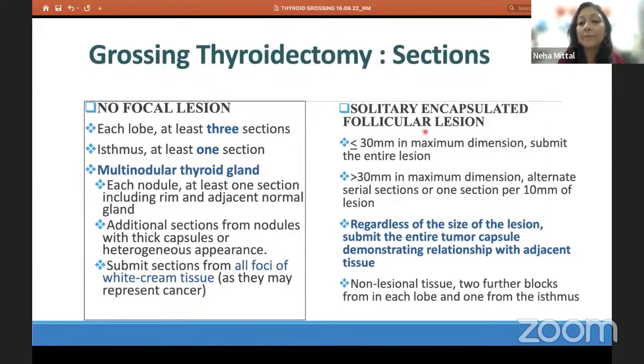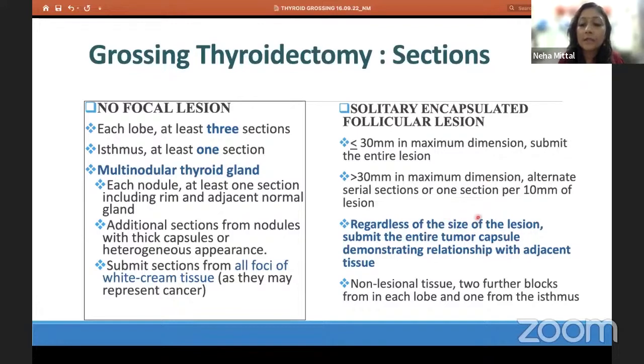What about a solitary encapsulated follicular lesion, like the last picture where you clearly see a lesion? Less than 3 centimeters, submit the entire lesion. In thyroid, the more the better. Please follow the protocol, the more the better. More than 3 centimeters in maximum dimension, alternate serial sections or 1 section per centimeter of the lesion. I would say try to do at least 2 sections per centimeter, or if it is acceptable for your lab, then try to sample as much as possible. As I said, more is better.